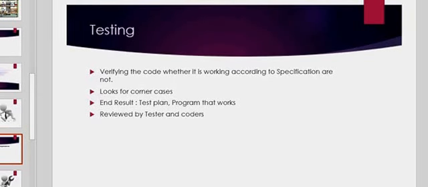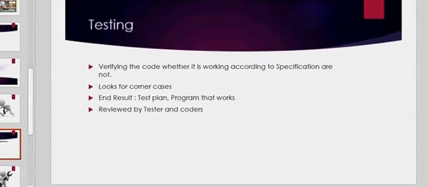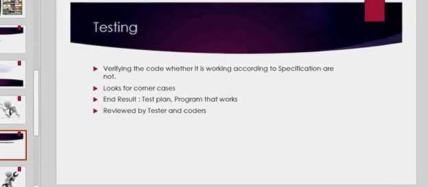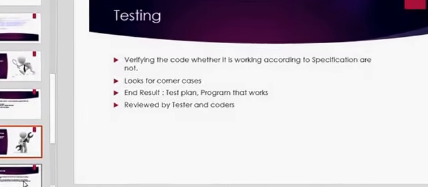The bugs which we have found in coding go back to developers, where they will fix them, and again we will get a new code. Once we get the new code, we keep on testing till the final product is 100% bug free. The complete phase is called testing.